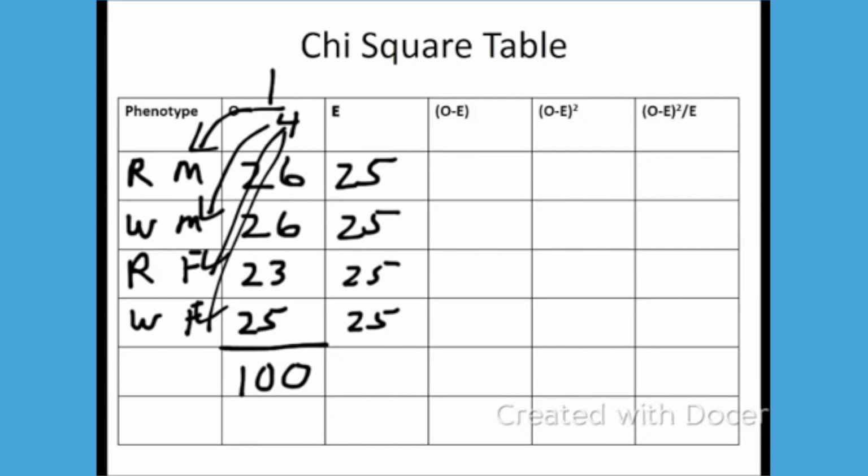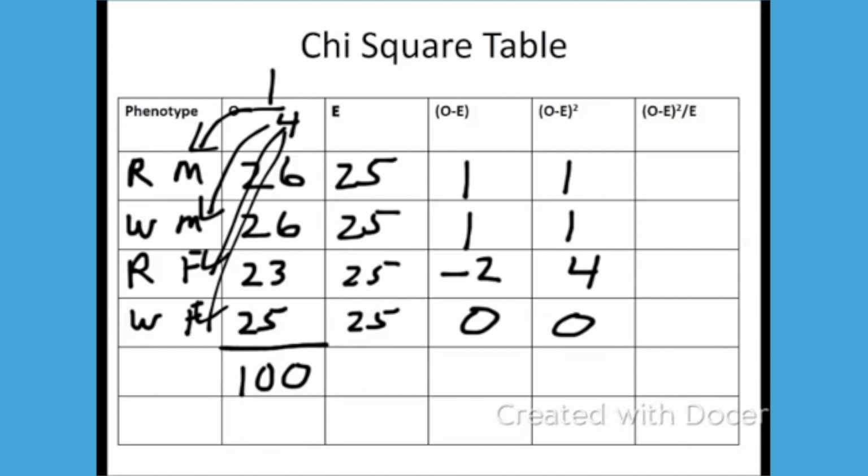From here on out, we just fill in the table, just like normal. So we're going to go O minus E: 26 minus 25, 26 minus 25, 23 minus 25, and 25 minus 25. Now we're going to go O minus E squared. So for the RM column, the red-eyed male column, that would be 1 squared. For the white-eyed male column, again, that would be 1 squared. For the red-eyed female column, it would be -2 squared. Remember, when you square a negative, you get a positive. And then this one would be 0.